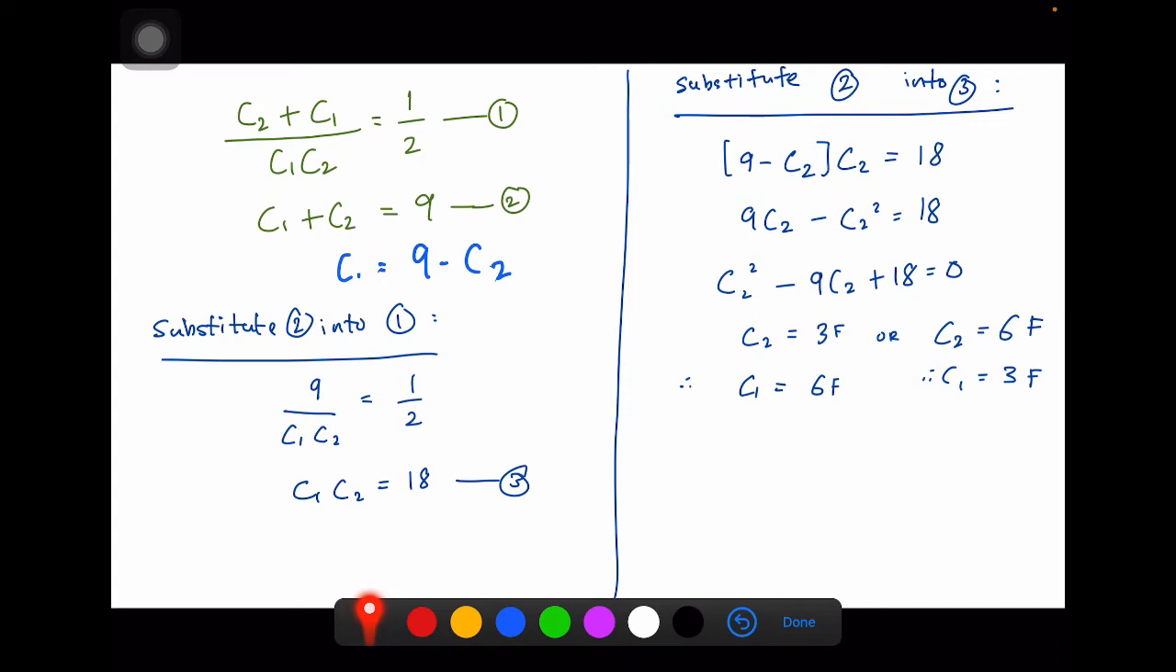So C2 could be two numbers, 3 and 6, so you have to consider both. If C2 is 3, C1 is 6. I just basically substitute back inside this question. If C2 is 6, C1 is 3. So again, in exam, you just have to write all the answers. You don't have to choose. That's it.